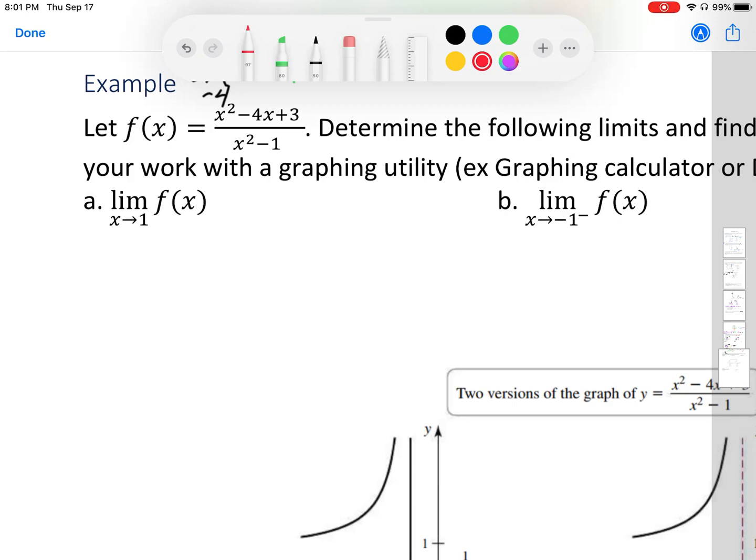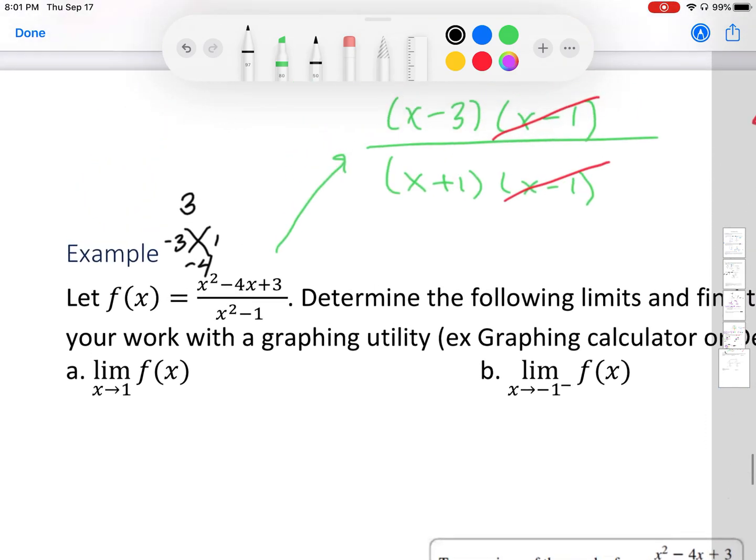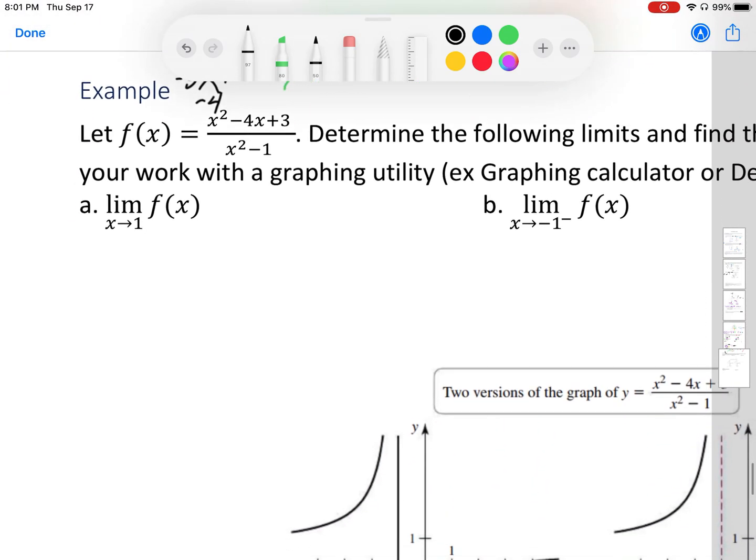All right, so let's verify these limits. The limit as x approaches 1, well, I can go ahead and use my simplified version. And we just saw that it equals x minus 3 over x plus 1.